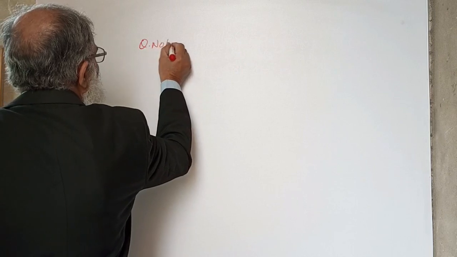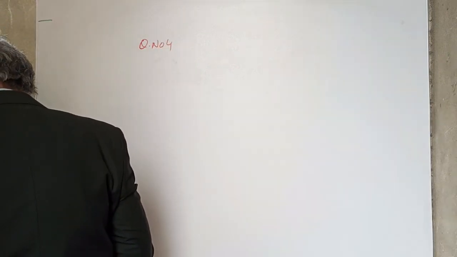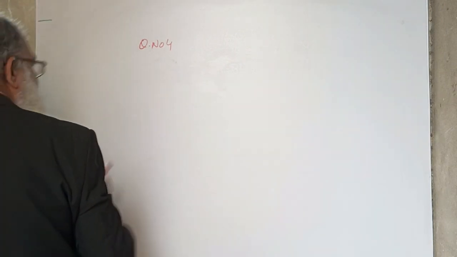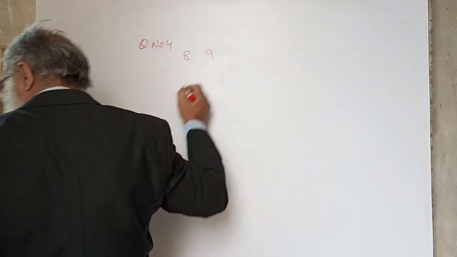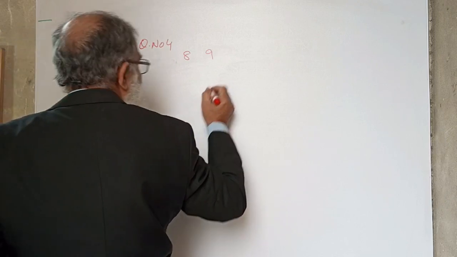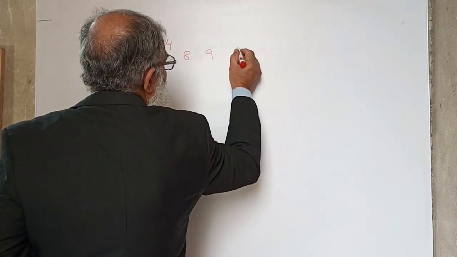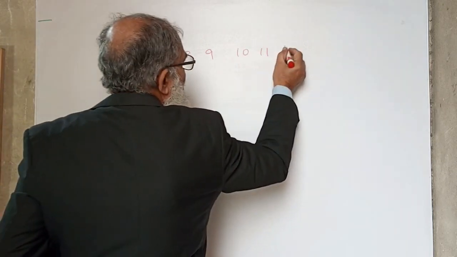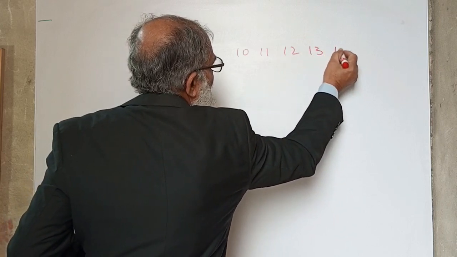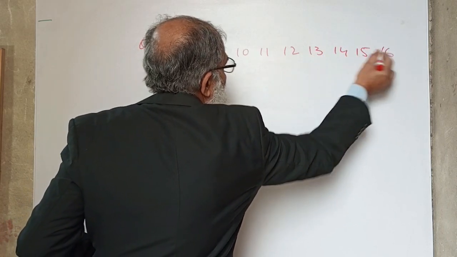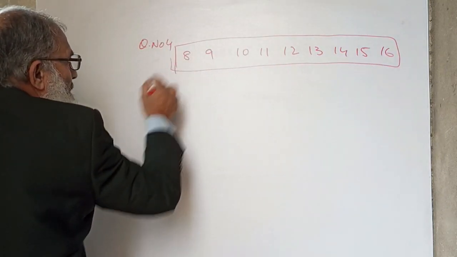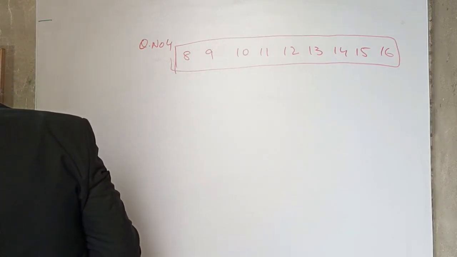Question number 4. Now there is a list given, and the question is in 2 parts. I write the list over here: 8, 9, 10, 11, 12, 13, 14, 15, 16. 8, 10, 8, 9, 10, 11, 12, 13, 14, 12, 13, 14, 15, and 16. So it is also enclosed in this.